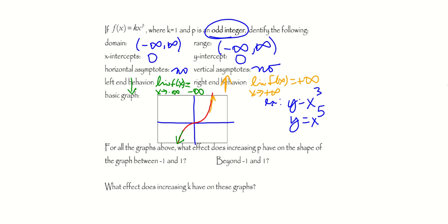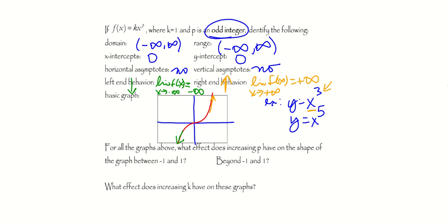So those are graphs. We're going to fly those. So when I say positive odd integer, you should fly this graph, down to the left, up to the right, which again should make sense because to the left we have negative x's, cube a negative, it's negative. To the right we have positive x's, cube a positive, and it's positive.